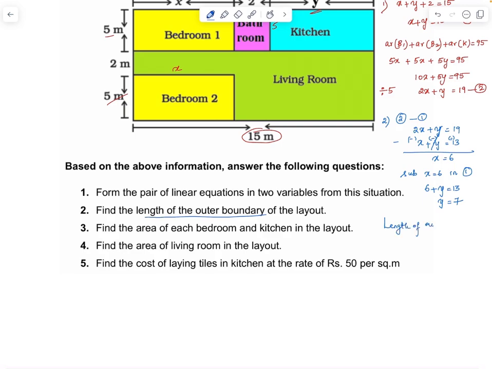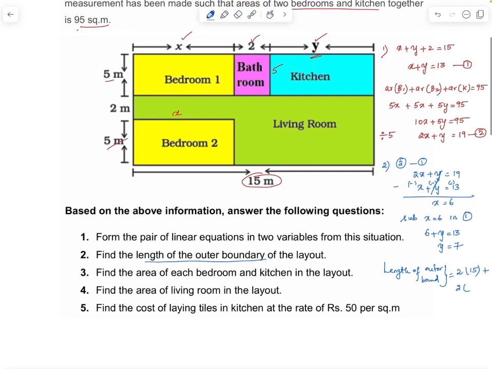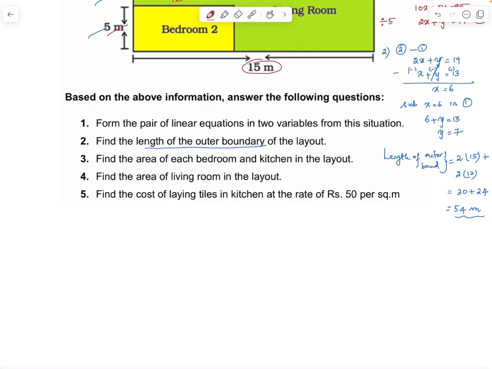Length of the outer boundary is equal to 2 times 15 plus 2 times the breadth, which is 5, 2 and 5, which is 12. That is 30 plus 24, which is 54 meters. Question 3. Find the area of each bedroom and kitchen in the layout.